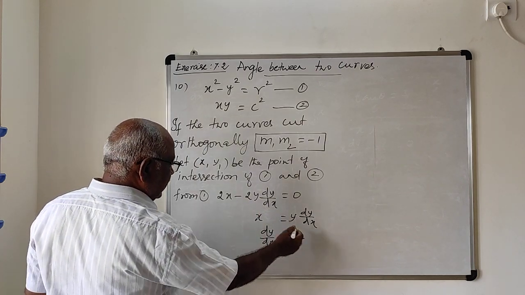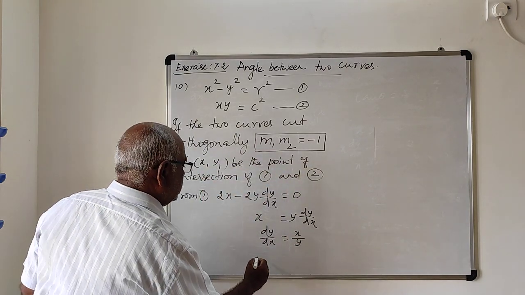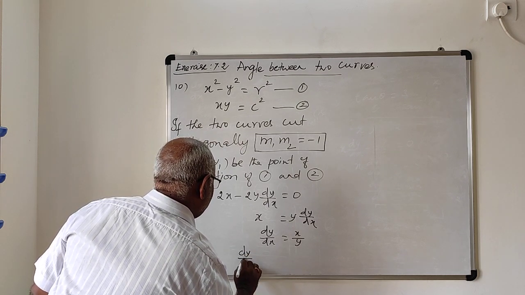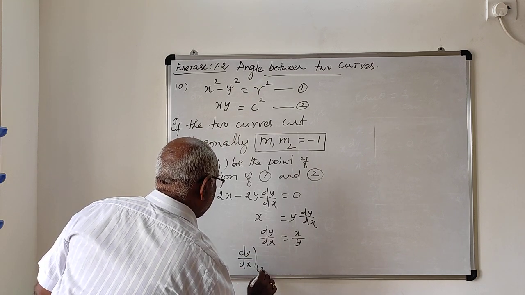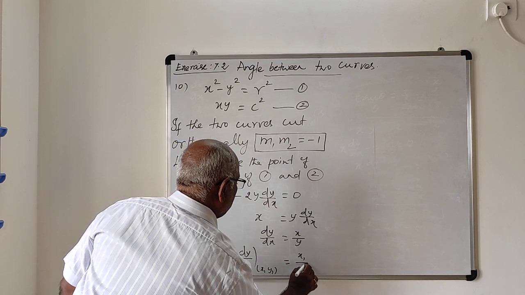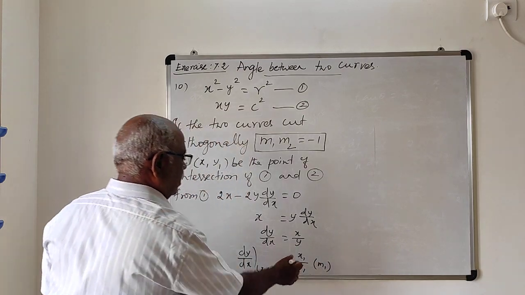Now dy by dx at the point of intersection x1, y1 is equal to x1 by y1. This is your m1.